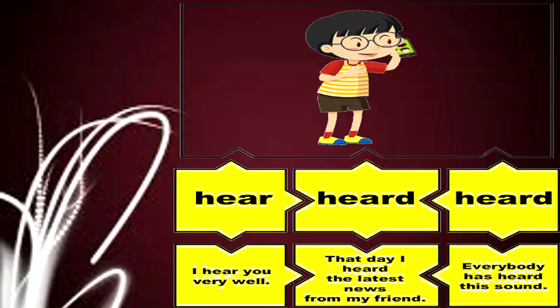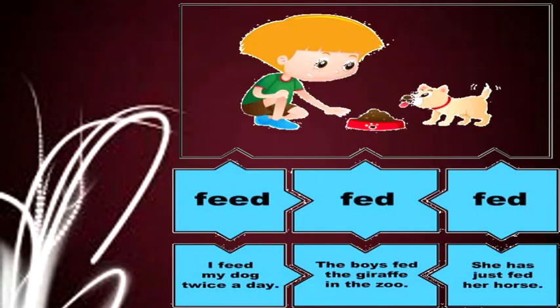Okay, this is just to give you an idea how the sentences should be made with these verbs. So here, heard, heard. Next we have feed, fed, fed. You can see in the picture the boy is giving food to the dog. So this action of giving food is called feed.